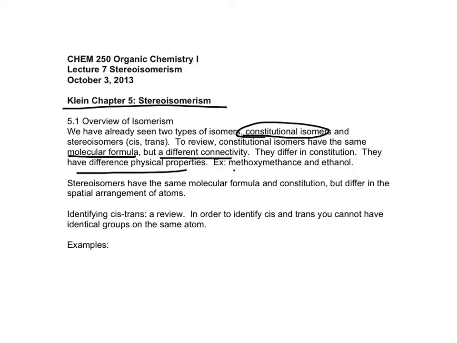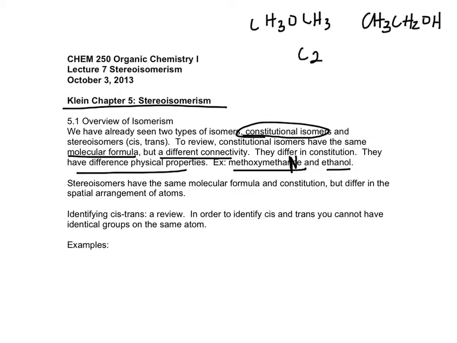So we can compare, this should be methoxymethane and ethanol. So first we have the ether, which is methoxymethane, and then I'll draw ethanol. And you can see both have the same molecular formula, C2H6O, but they differ in boiling point and also other chemical properties.